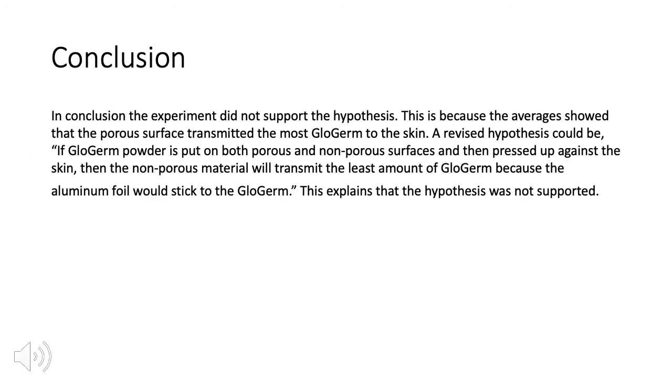In conclusion, the experiment did not support the hypothesis. This is because the averages showed that the porous surface transmitted the most amount of glow germ to the skin. A revised hypothesis could be, if glow germ powder is put on both porous and non-porous surfaces and then pressed up against the skin, then the non-porous material will transmit the least amount of glow germ because the aluminum foil will not stick to the glow germ. This represents how the hypothesis was not supported.